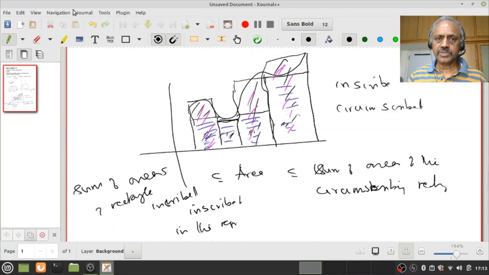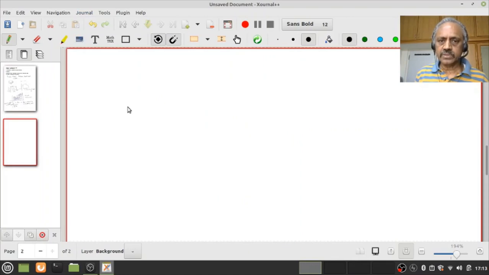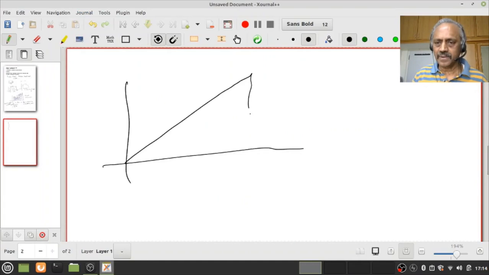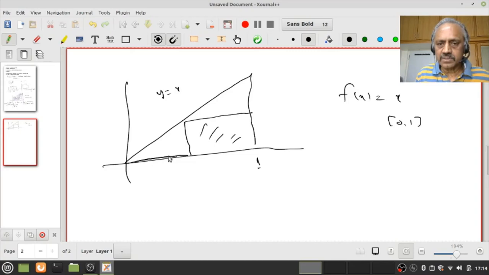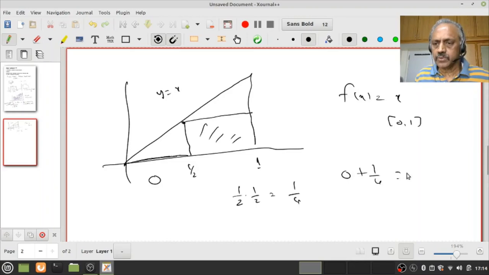Just to make sure that you understand, let's look at a very simple example. This is y equal to x. Suppose I want the area, my function is f(x) equal to x on the interval 0 to 1. Suppose I look for the inscribed rectangle. Here the inscribed thing is just 0, with no width, because the minimum is this. Let us say at the place half, then this will be 1/2 times 1/2, which is 0 plus 1/4, equal to 1/4. Do you understand this? Please pause, review if necessary.